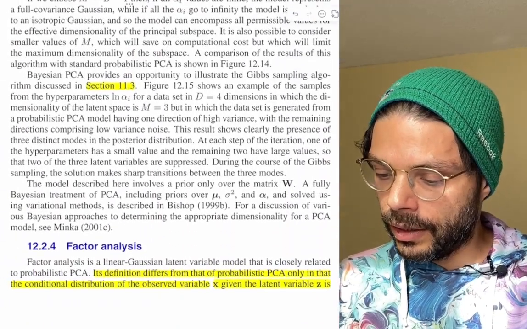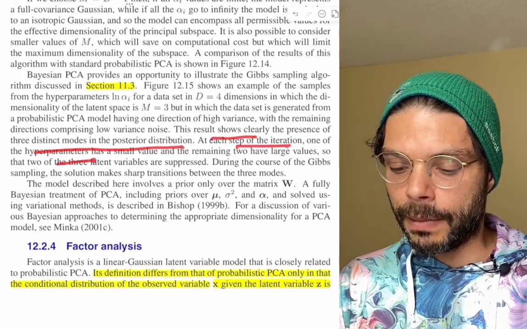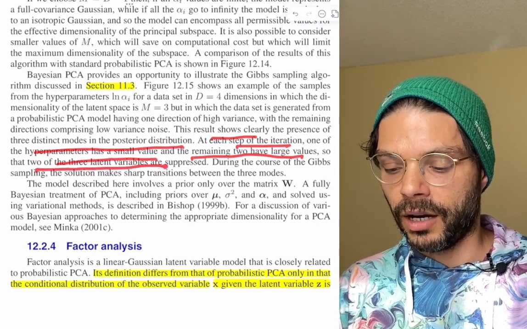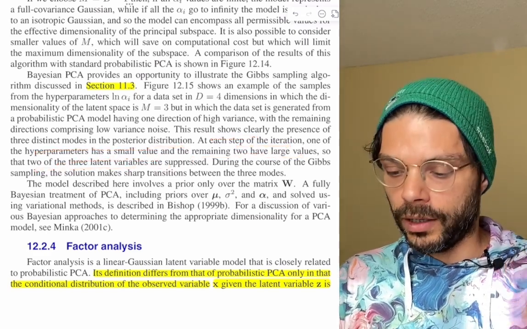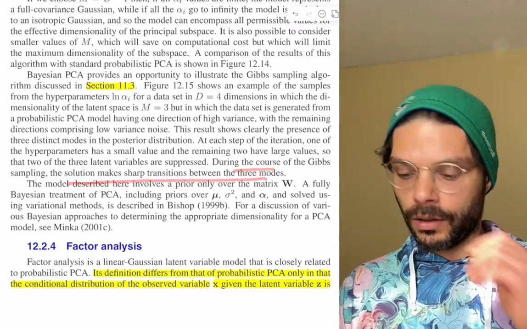It's also clearly the presence of 3 distinct modes in the posterior distribution. At each step of the iteration, one of the hyperparameters has a small value, and the remaining 2 have large values, so that 2 of the 3 latent variables are suppressed. So that's kind of what we want it to be doing. During the course of the Gibbs sampling, the solution makes sharp transitions between these 3 modes.